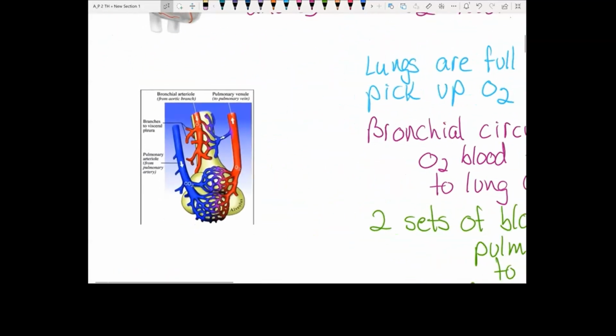We look at this picture, you can see here is that pulmonary artery, right here, pulmonary artery. This is what's part of the pulmonary circuit. It is coming from the right side of the heart. And see, this blood is full of carbon dioxide. It goes through the pulmonary capillaries. It gets oxygen. And now here it is in the pulmonary vein going to the left side of the heart.